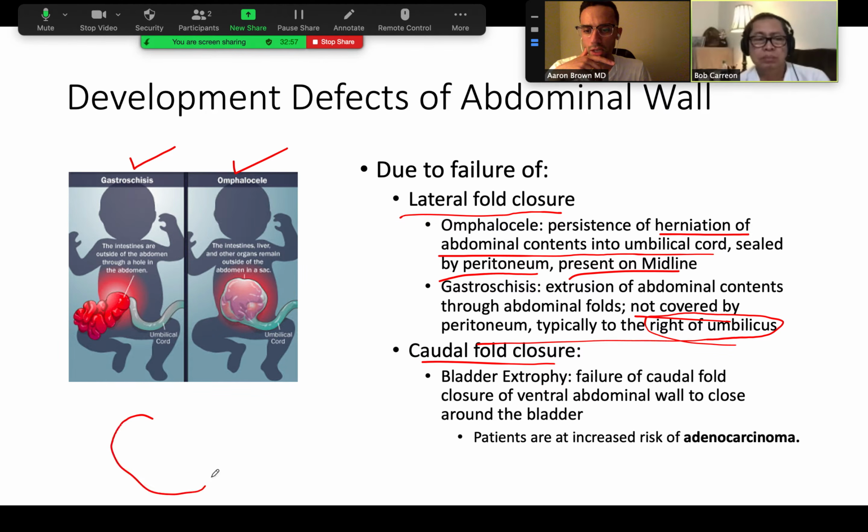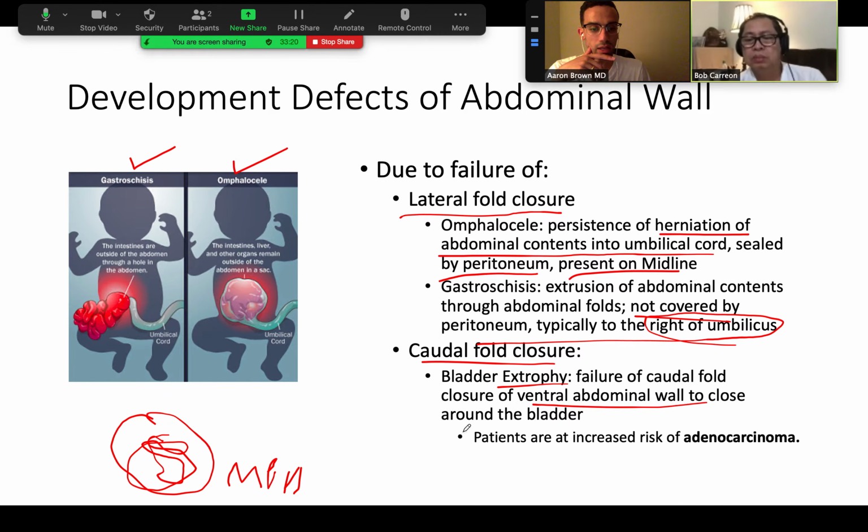Okay, and so how do you remember this? Just remember that giant O for omphalocele. And you know where I'm going with this. Just draw some intestines inside, and you'll always remember that for omphalocele, it is enclosed within peritoneum. So those are for our lateral fold. For our caudal fold, if there's not sufficient closure, we can have exstrophy of the bladder, where the ventral abdominal wall does not close around the bladder. These patients are at risk of adenocarcinoma.